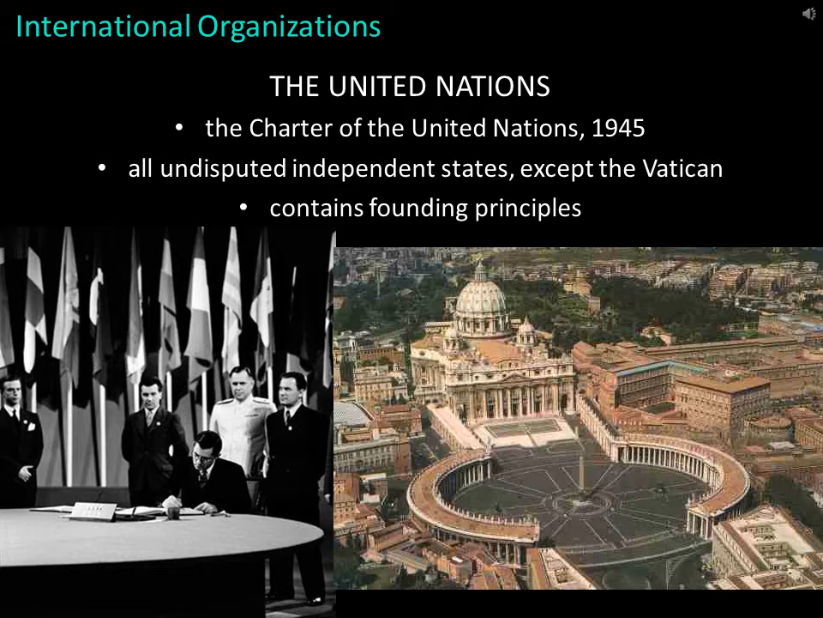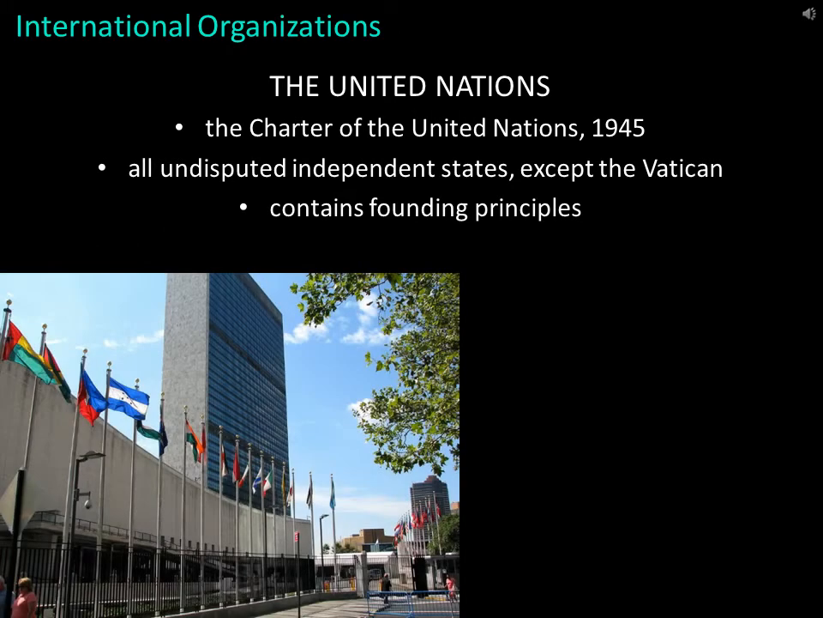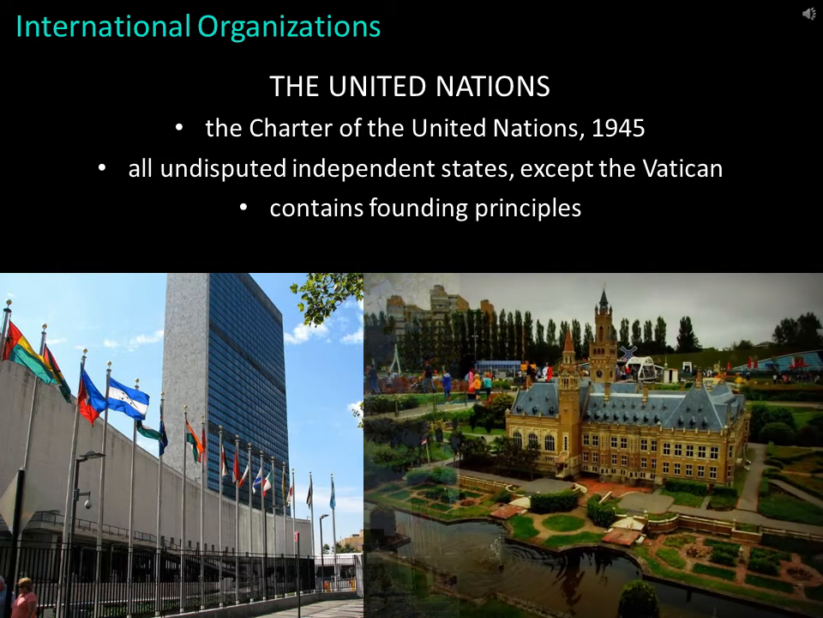The United Nations includes 6 major institutions. 5 of them are based at the UN headquarters in New York City. These are the General Assembly, the Security Council, the Secretariat, the Economic and Social Council, and the Trusteeship Council. The 6th institution, the International Court of Justice, is located at The Hague, Netherlands.